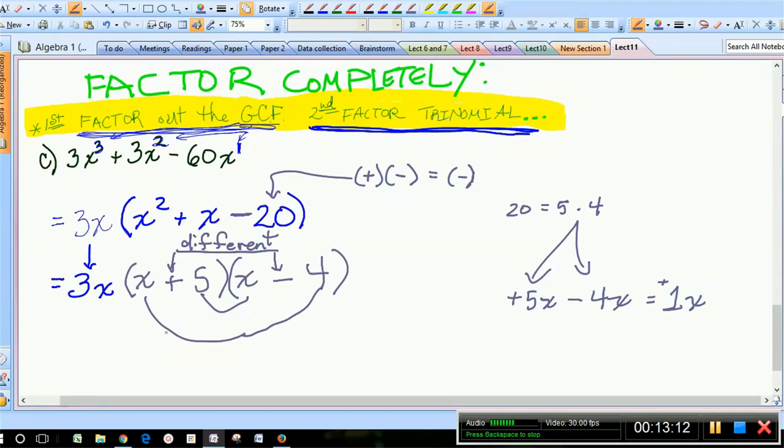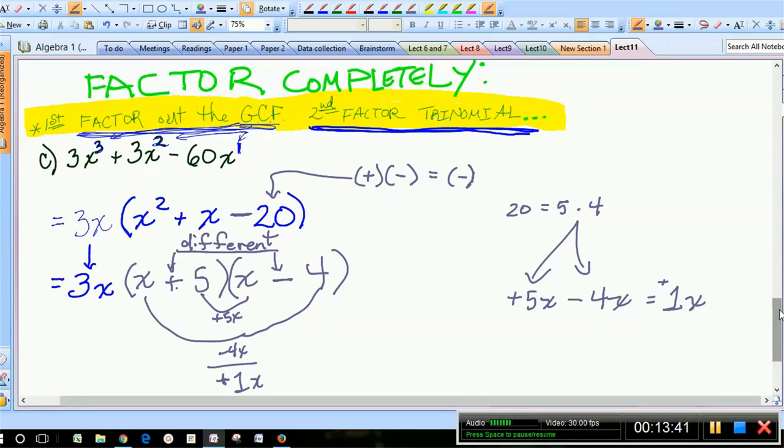Okay, the x's come from the multiplication, right? Positive 5 times x, plus 5x. And then the negative 4 times x, minus 4x. Okay, see that? How that works out? So when you start getting confused, just remember, think about multiply. What did you multiply to get that? You can kind of think of it backwards and forwards. It takes a little practice, but it is doable.